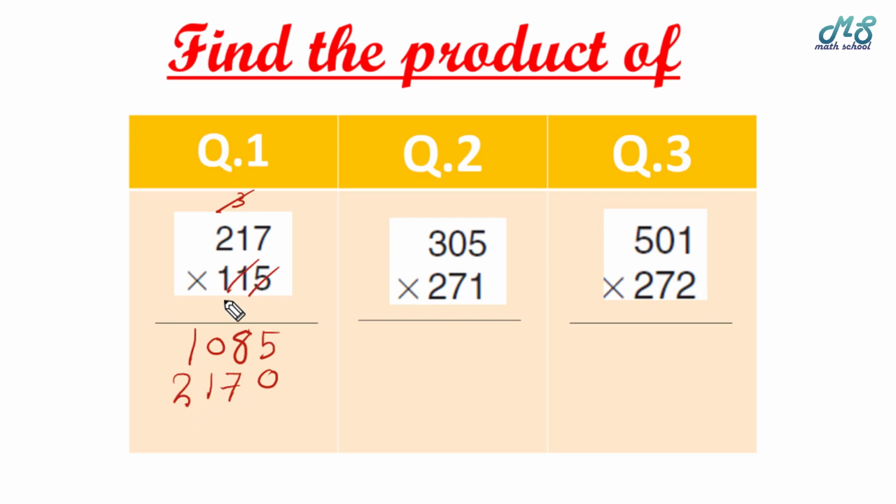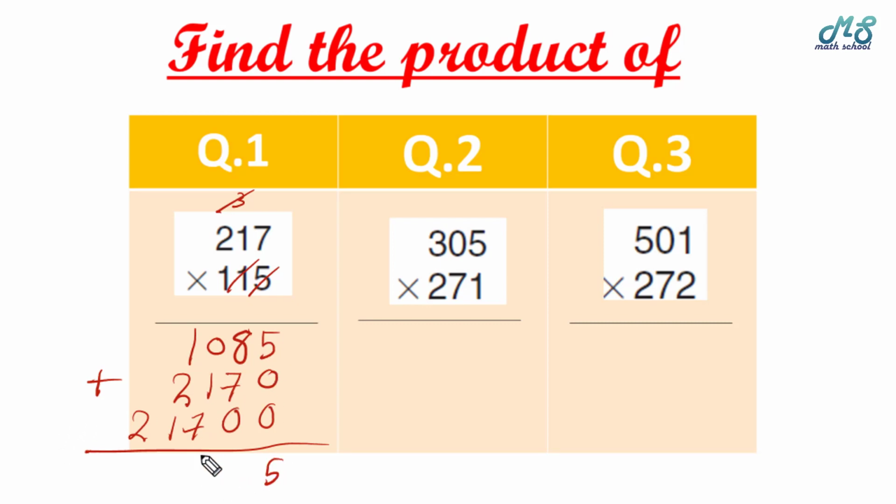Next, guys, cancel tens place and write 00 in ones and the tens place. 1 times 217, it will be the same. So write from right to left, 7, 1, 2. Now add the three partial products to find the final product.